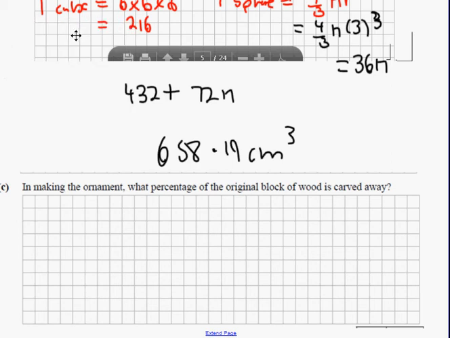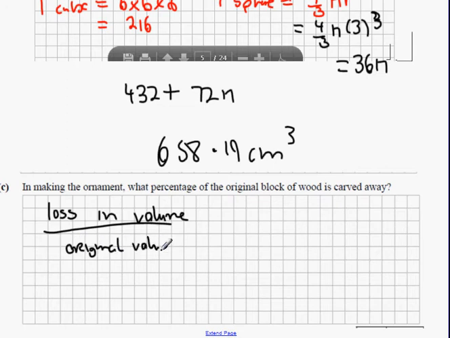Now, making the ornament, what percentage of the original block was carved away? So, what you need is your loss in volume, because that's how much was carved away. You need to divide that by your original volume, which is the original volume of the block. Divide it by, multiply by 100, that is.